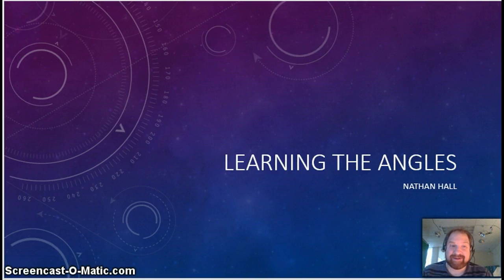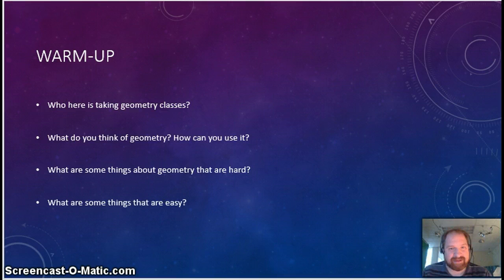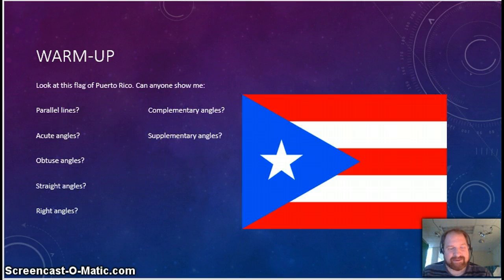Today's lesson we're going to do a little bit of reading and a little bit of math. Now I know everybody is doing a lot of algebra, but we're going to do a quick review of geometry here. So objectives, looking at geometric shapes. The big thing is how you can use it to describe the world around you. So real quickly, let's see what we can find here in the flag of Puerto Rico.